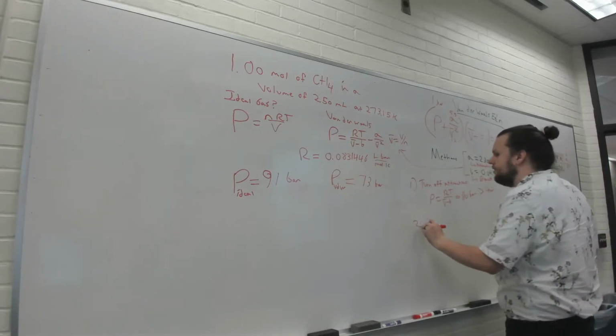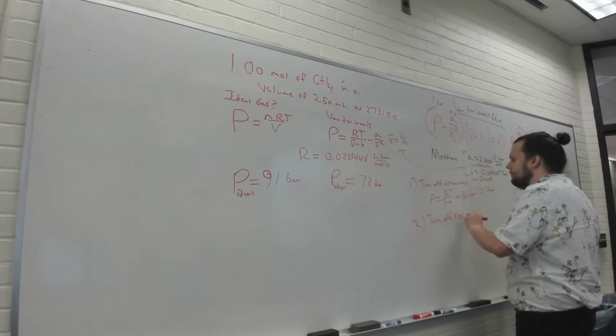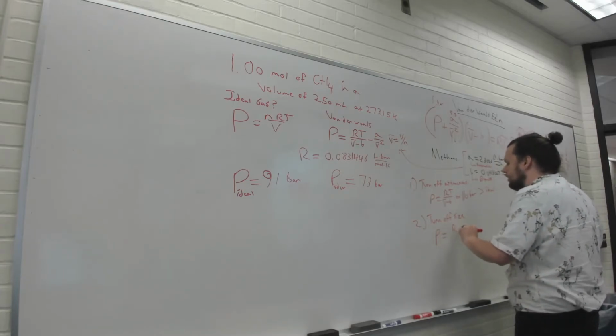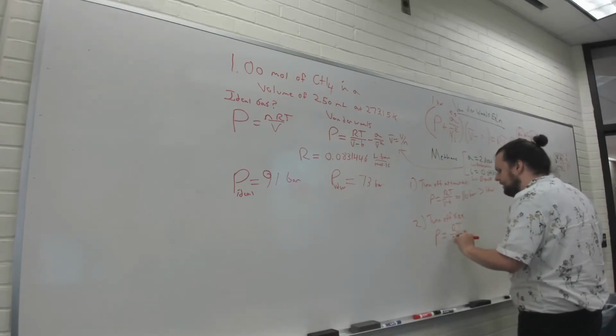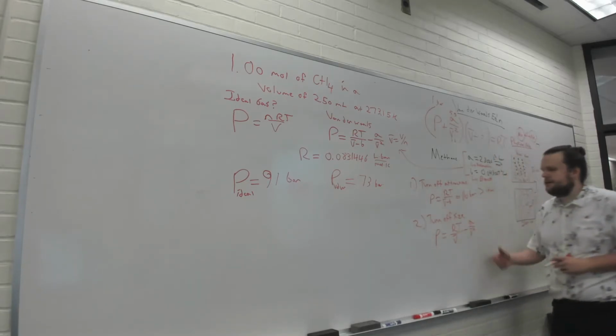And now let's turn off size. So that would be P equals RT over V bar minus a over V bar squared. What's that number?